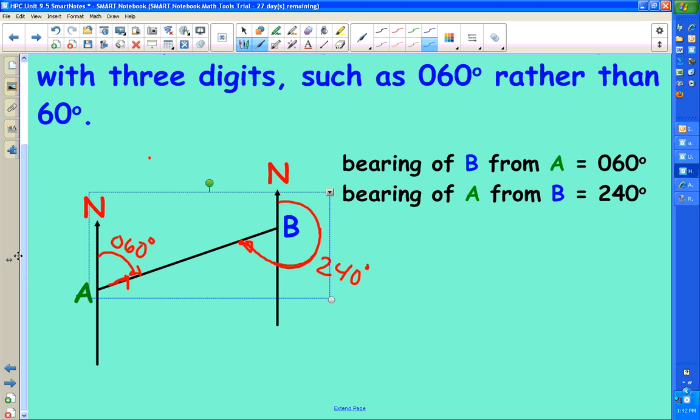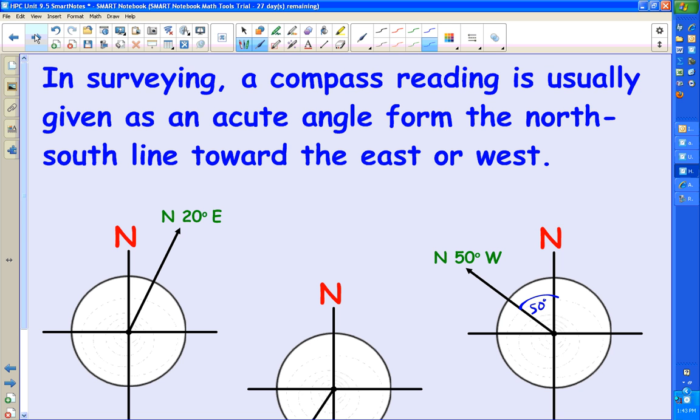So when you're going from point A to point B, your bearing starts at north, 60 degrees here, and this is your path. But if you're going from B to A, we're going this direction, 240 degree bearing. It's just a matter of where you're going, from where to where.